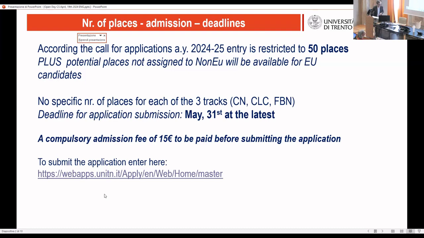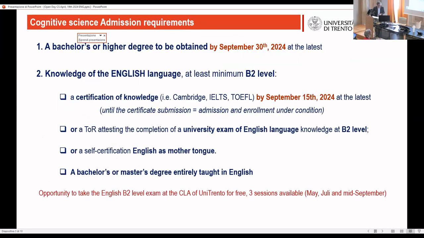Okay, admission requirements. First of all, my recommendation: please read carefully and thoroughly the application call. Secondly, the official requirements mean a bachelor or higher degree obtained at the latest by the end of September. So in case you're going to graduate in October, we know that it won't be possible for you to be admitted to the master course. Second requirement, the knowledge of English language at least at B2 level.